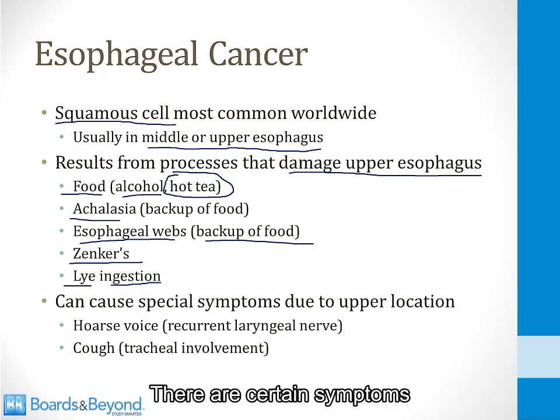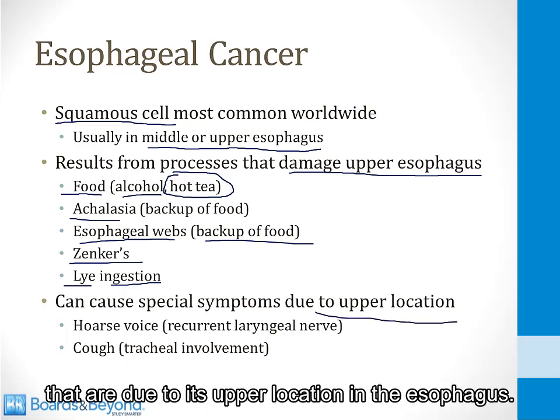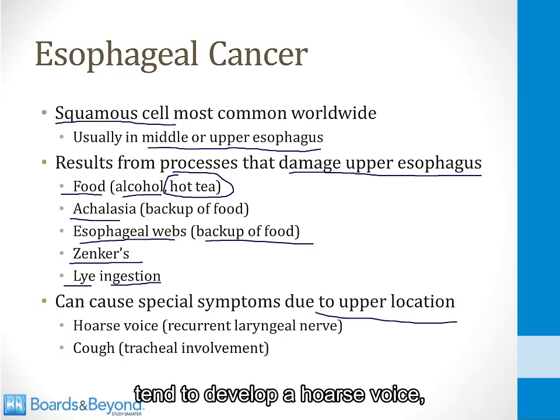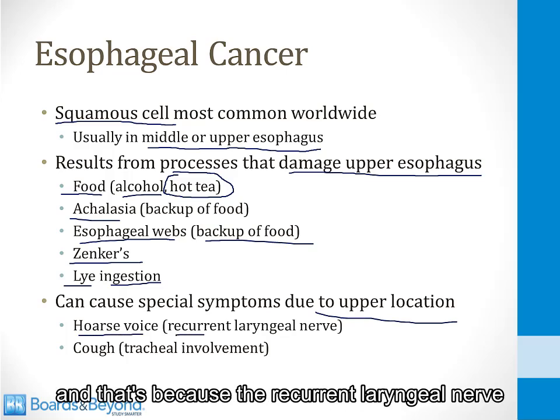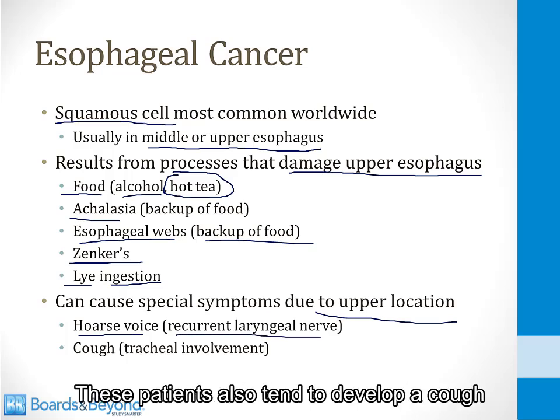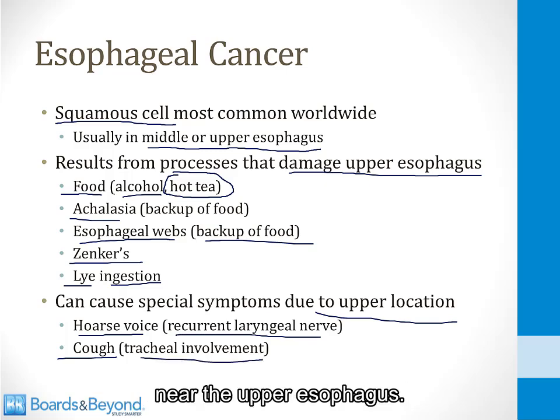There are certain symptoms that are unique to this type of cancer that are due to its upper location in the esophagus. So patients with this type of esophageal cancer tend to develop a hoarse voice, and that's because the recurrent laryngeal nerve can be involved in the upper esophagus. These patients also tend to develop a cough, and that's because of tracheal involvement near the upper esophagus.